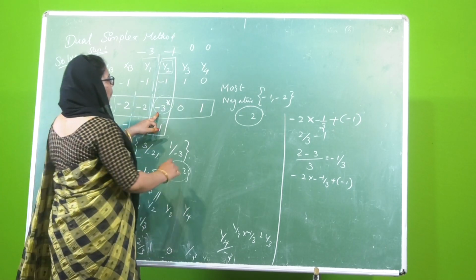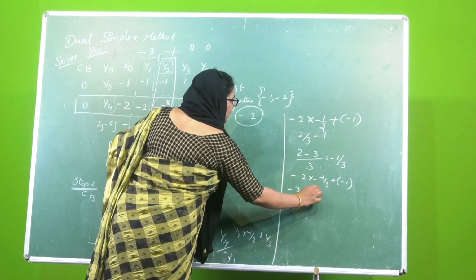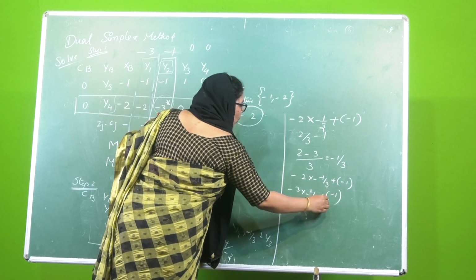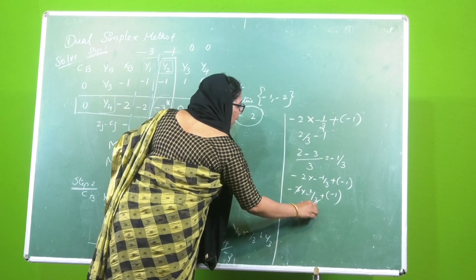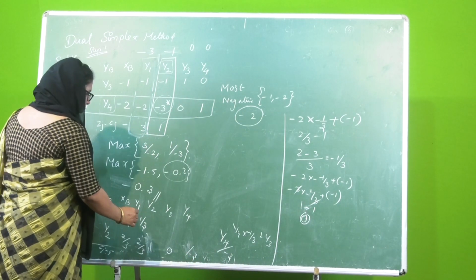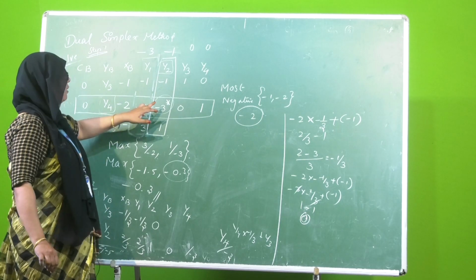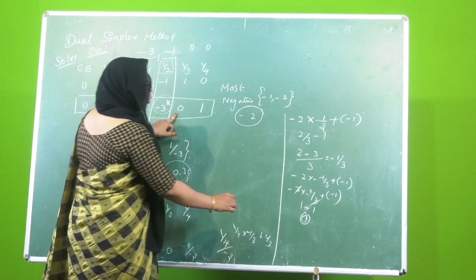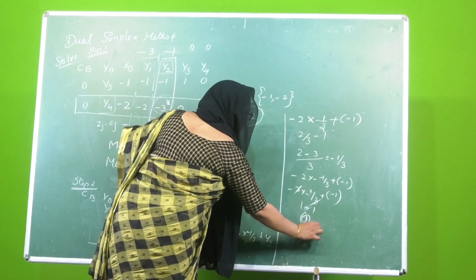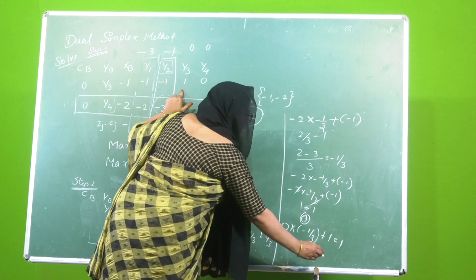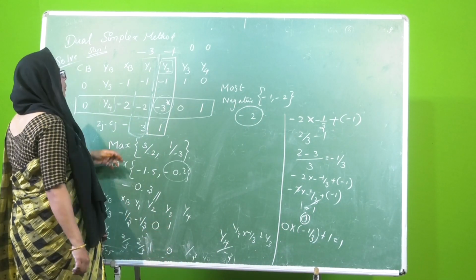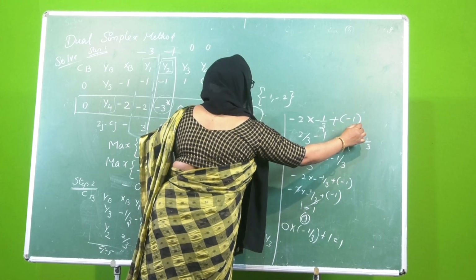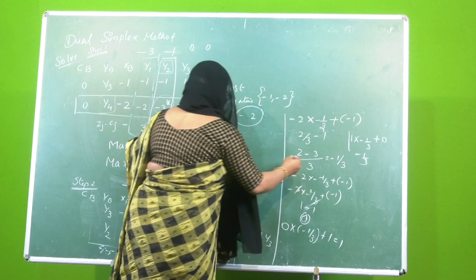So what is the third value? Minus 3 into minus 1 by 3 plus minus 1. So plus 1 minus 1, we are getting 0. Y2, the corresponding value of the pivot element becomes 0. Next value 0, obviously 0 into anything is 0 and add plus 1, so the answer is 1. So 1 into minus 1 by 3 plus 0 is minus 1 by 3.